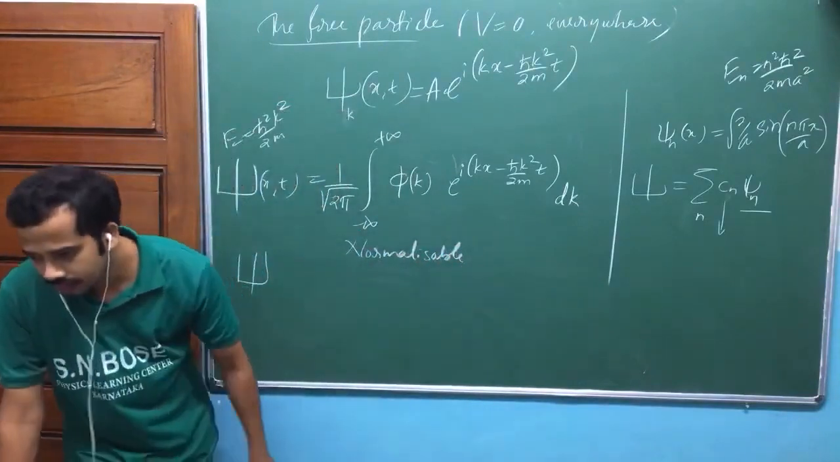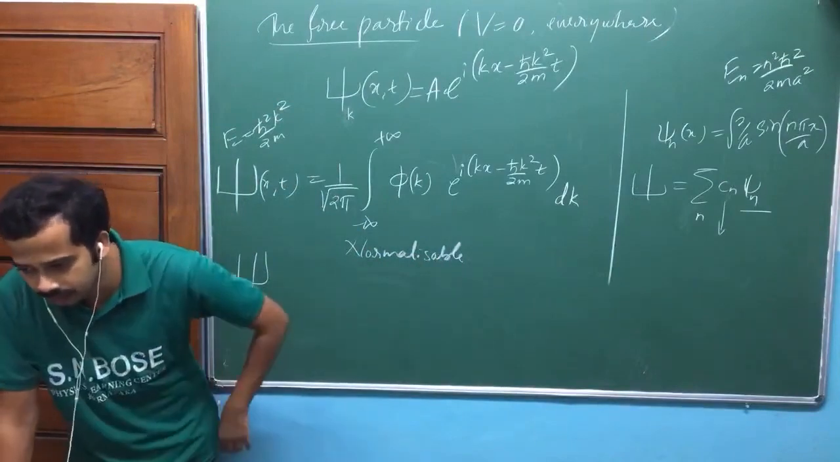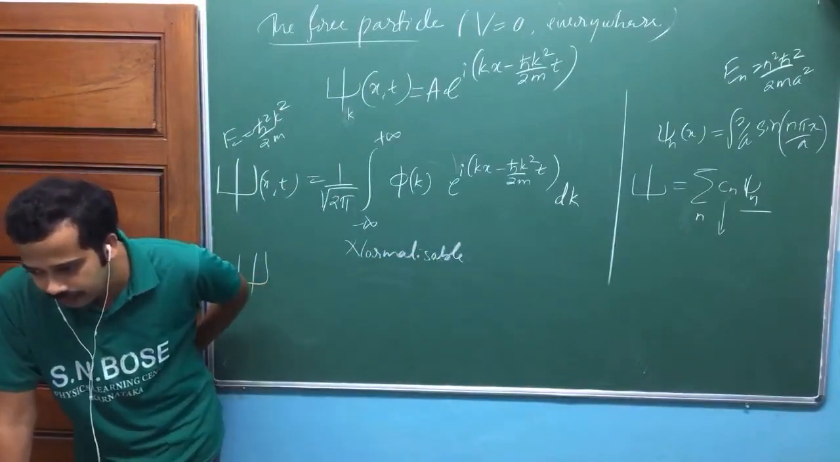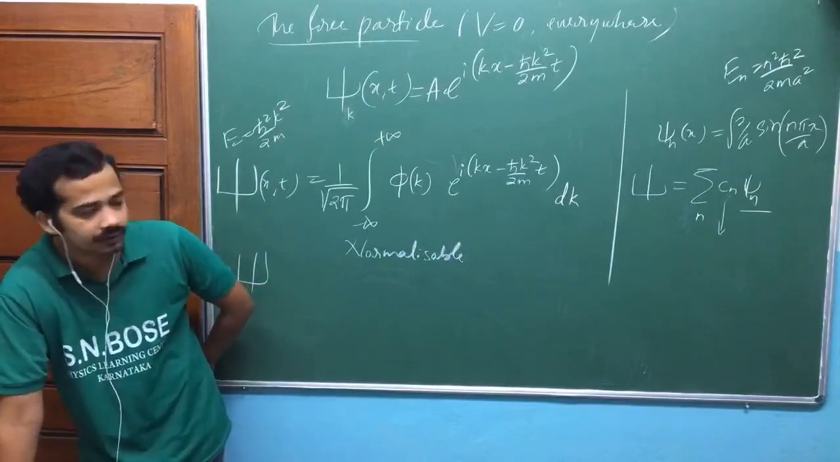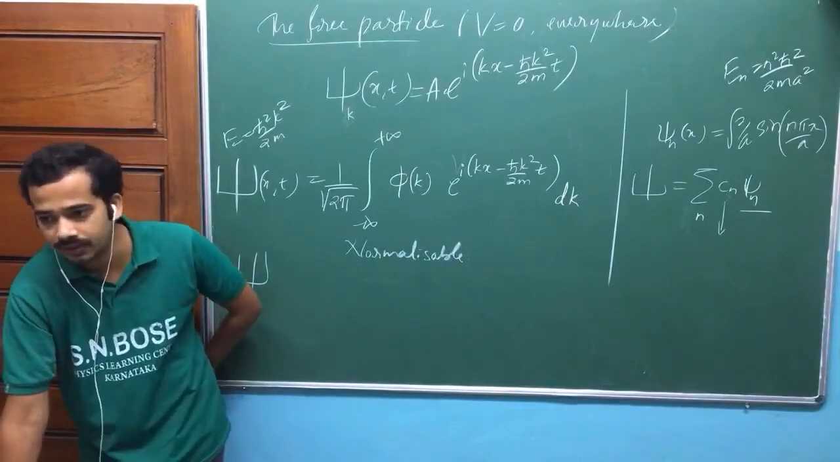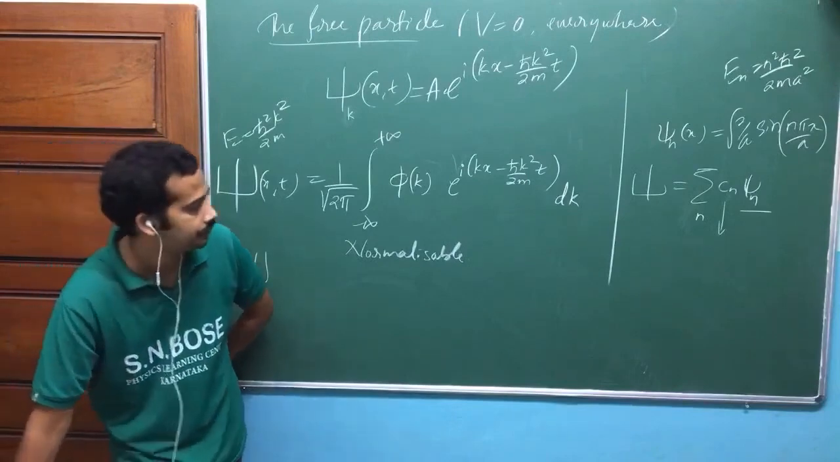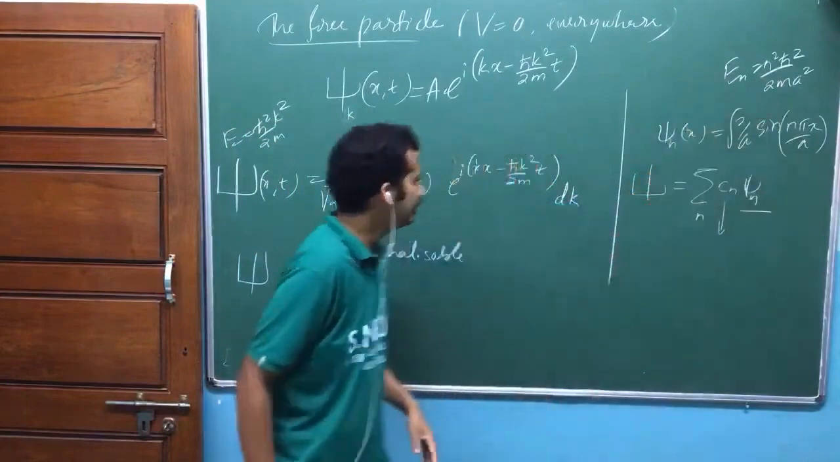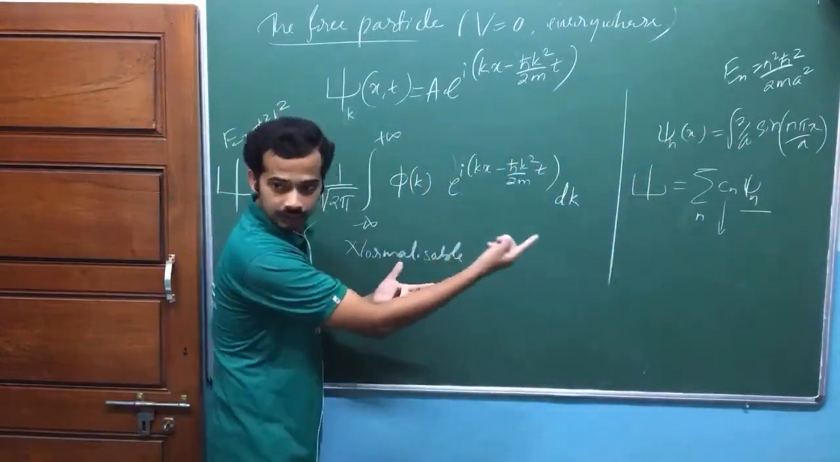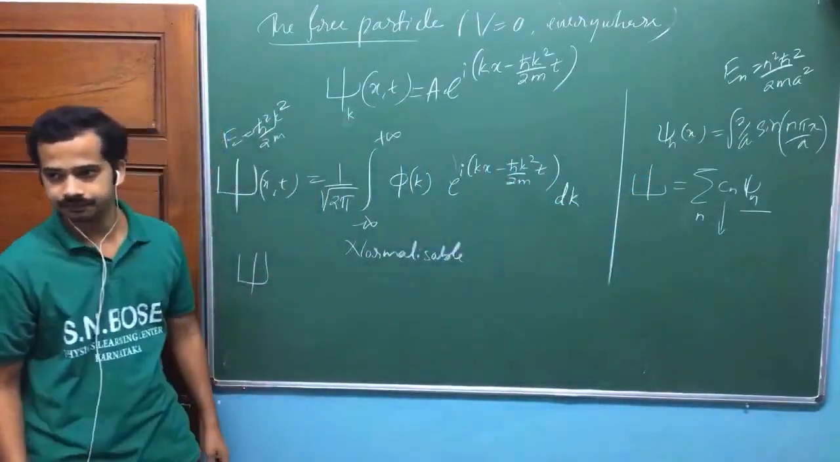A 1D box does not have a definite momentum state. I think you joined late. A 1D box doesn't have a definite momentum state, only a definite energy state. I am taking an analogy, okay? We make a summation over n, where n decides the energy. We make a summation of integration over k, where k will decide the energy.